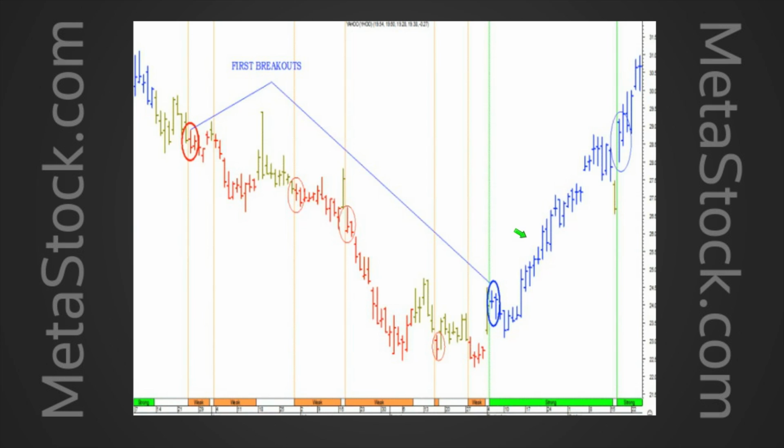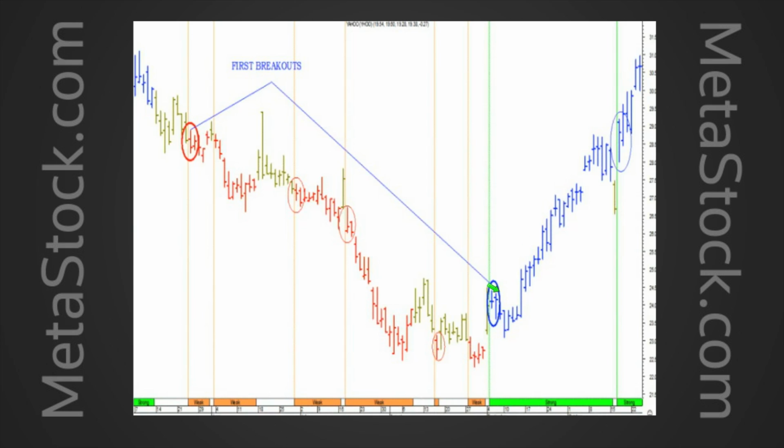I'd also like you to differentiate the difference between what I'd call a first breakout or a second or an add-on breakout. When you look at the red bar which we've circled there as a first breakout, why is that a first breakout? It's because that's the first red after a couple of blue. It's the first sell after a possible uptrend.